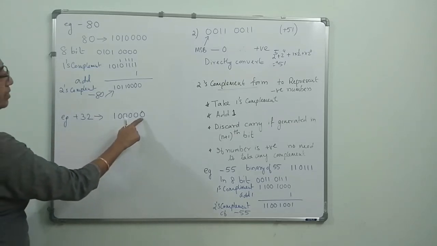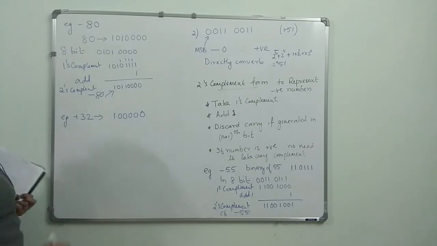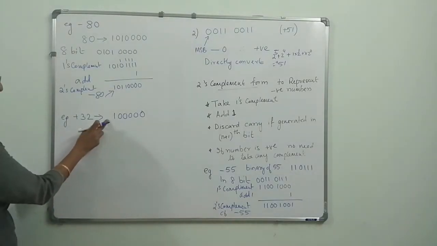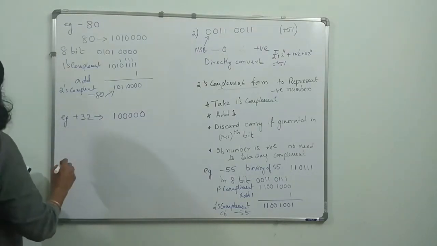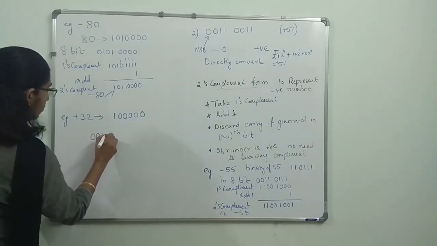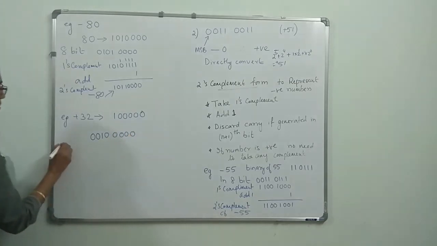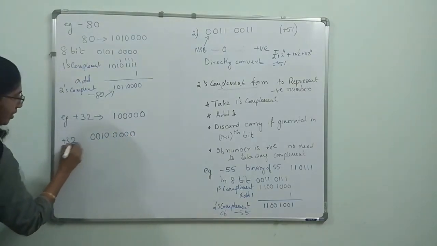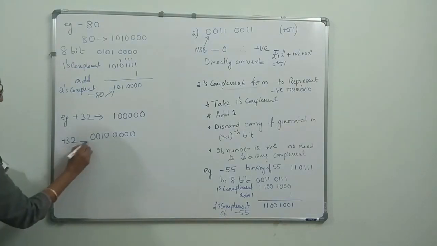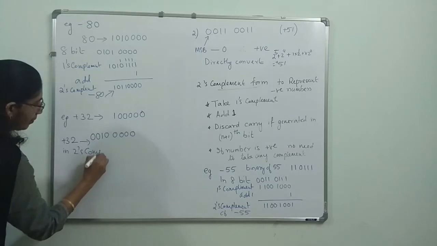So how many digits are there here? 1, 2, 3, 4, 5, 6. 6 bits are there. We have to convert it into 8-bit. That means 2 zeros you have to add here. So what you will get is... so this is your 2's complement representation of plus 32. Plus 32 in 2's complement form.